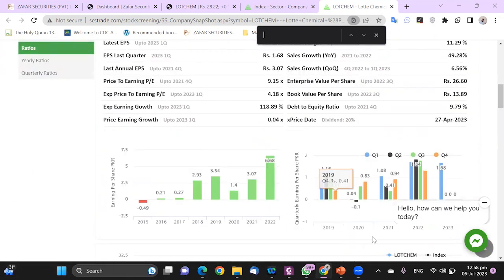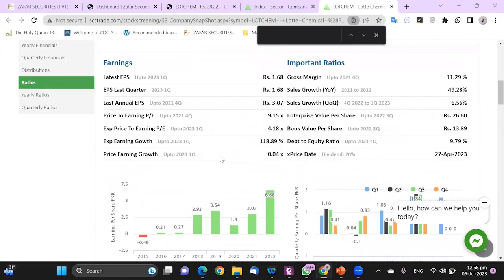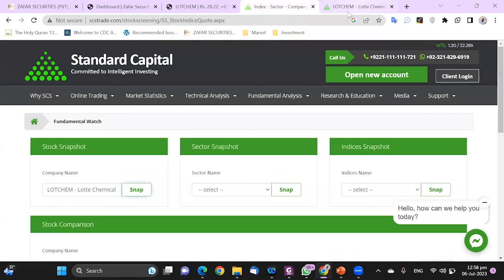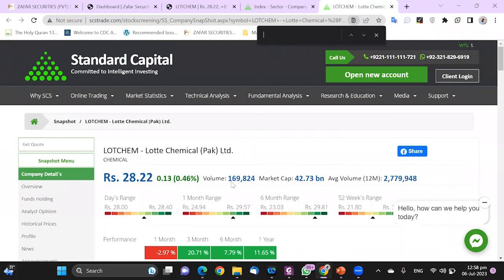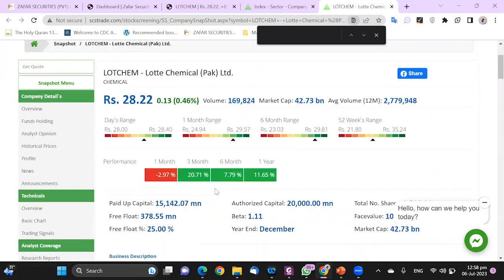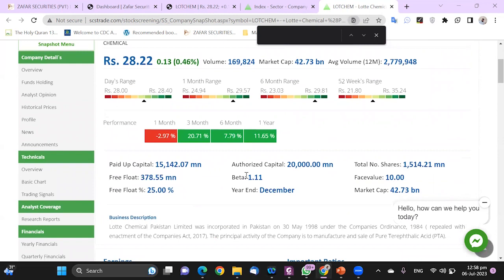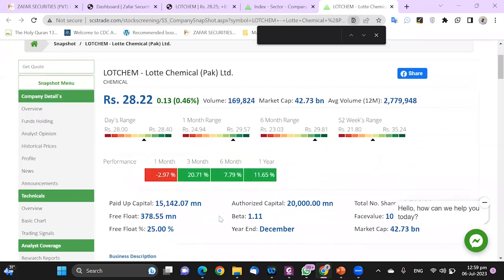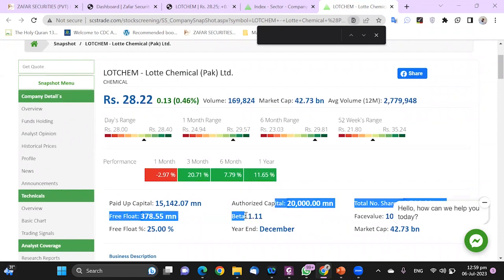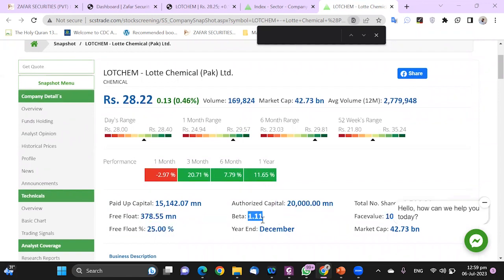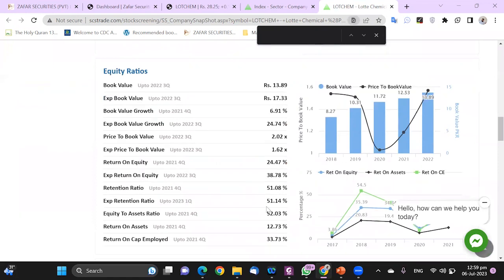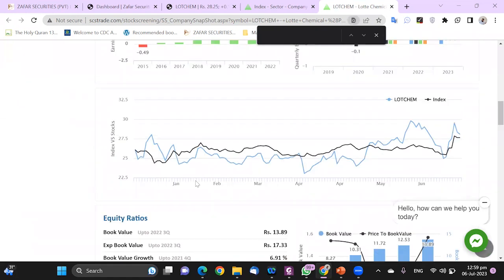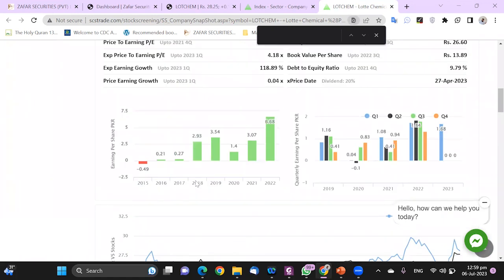We can also check from other options. So this is how you will find out the alpha and the beta. Here you can also find the beta. If you check here, the beta is mentioned. In order to find alpha and beta, you can go to this website, Standard Capital, SCS Trade. Beta is mentioned here, like that. And for alpha, you can check from this stock what the value is, how it is going against, above or below the index. So this is how you will find it.